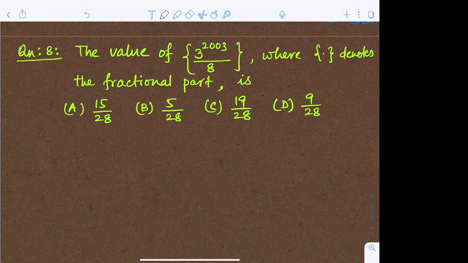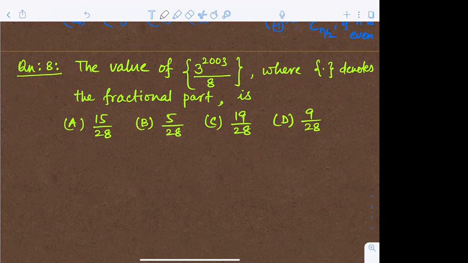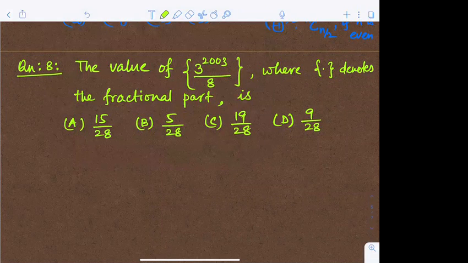Oh, in all the options it has 28. So in this question also there is 28. So that's a mistake from my side. It should be 28 here. That's why 28 is here. So how do you solve it?